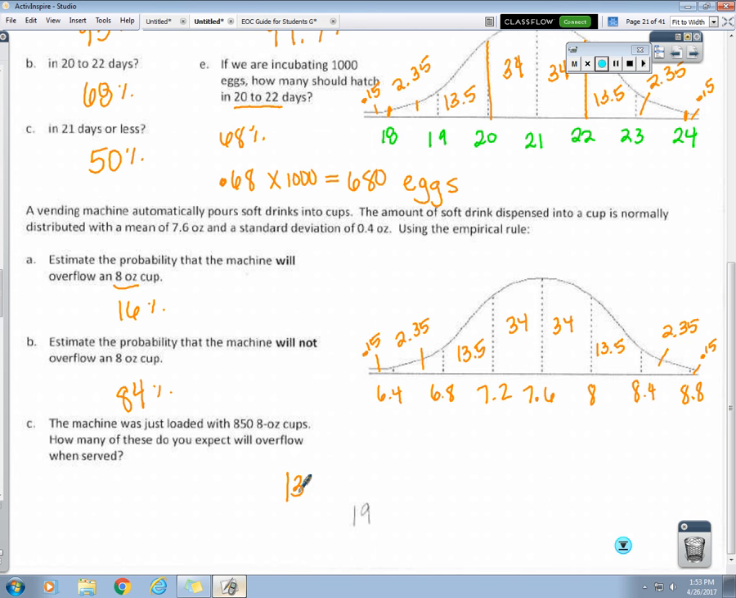136, but let's talk about why. If there's 850 cups that were loaded, how many cups overflow? What percentage? So you would multiply that by 0.16, and that's how you get the 136 cups. Okay, turn to the next page.